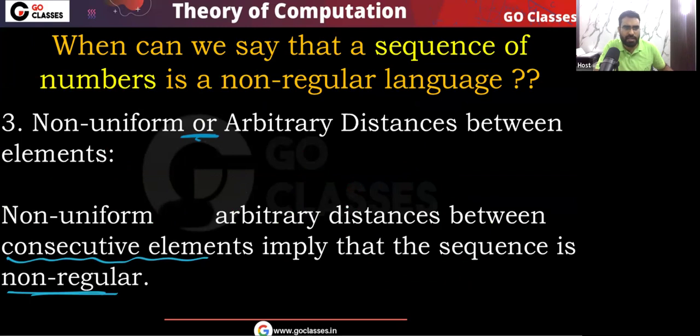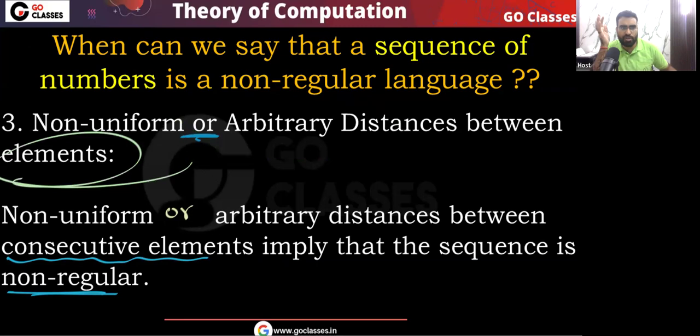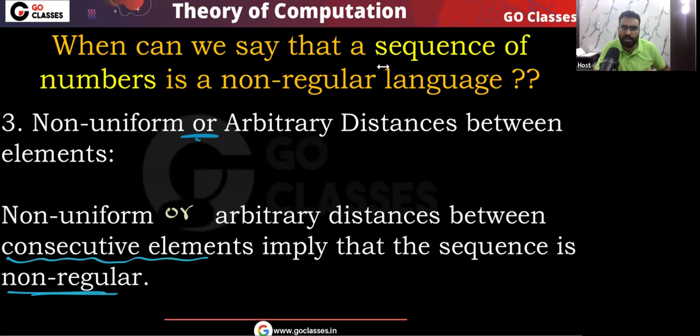Then in that case, I can say your language will be non-regular. Is this clear? So these are the 3 points we have seen. What are the 3 points? The first point: if there is no repeating pattern, then it is non-regular. The second point: if you need complex calculation to find the elements in the sequence, then it is non-regular. And also, if you have non-uniform or arbitrary distance between consecutive elements, then it is non-regular. Is this point clear?